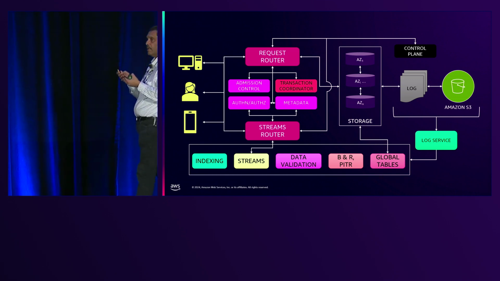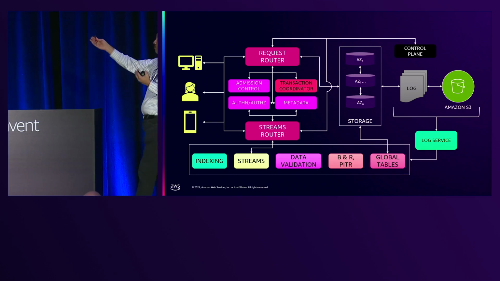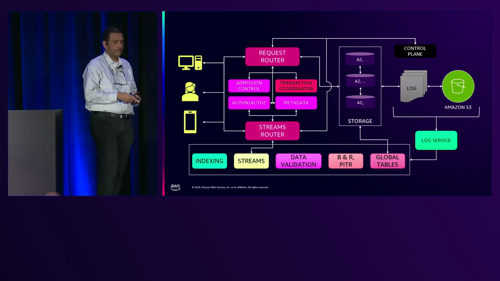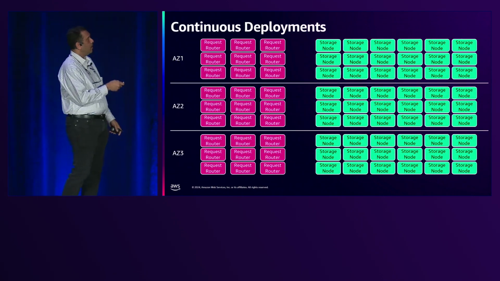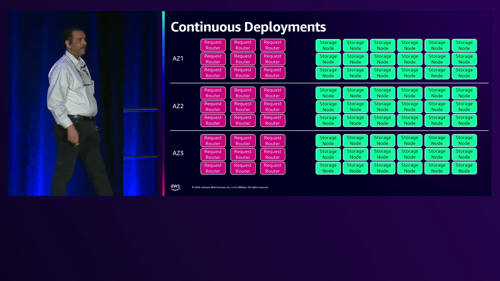They're not a monolithic system. Each one is managed by its own team. We build them all as independent systems, which are independently going through continuous deployment. So here's an example. I got storage nodes, I got request routers. We store data on your storage nodes. We store 3 copies of every item.